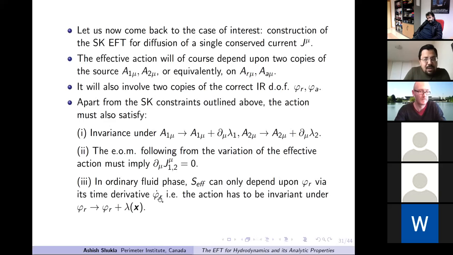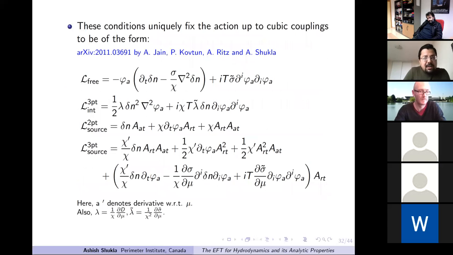Okay. So these are the additional things that I have to put in. And once I do all that, put all the kinematic constraints and these additional constraints that the Schwinger-Keldysh effective action must meet, I end up constructing an effective action which looks like this. Okay, so this has a pretty horrific form.